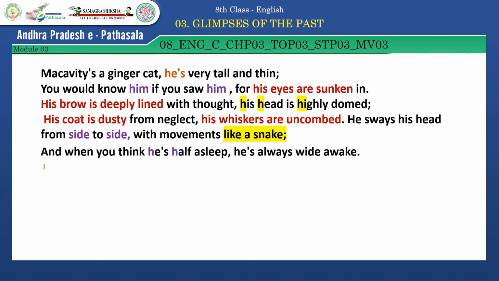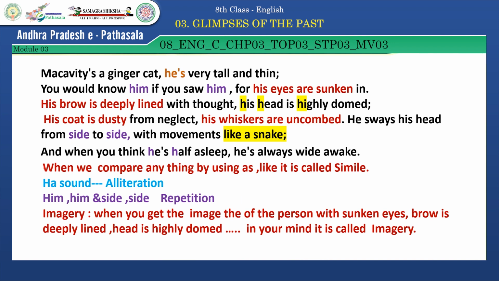Now let's observe the highlighted phrase, like a snake. So it is called a simile. When we compare anything by using words like, as, like, and so on, it is called a simile. So here, the movement of a cat is compared to the movements of a snake. He sways his head from side to side with movements like a snake. So we can call it simile.